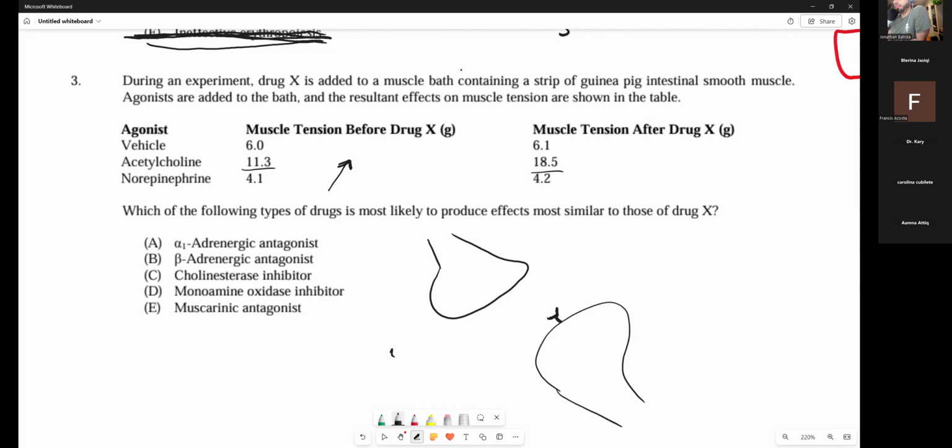Yeah, muscle tension after they're saying drug X. Okay, yes. They're comparing the two. They're saying that if you give acetylcholine now, acetylcholine is more effective. Yes, good, Marianne. So that is the answer here. Honestly speaking, nothing else could have been the answer. Nothing else even close, actually.